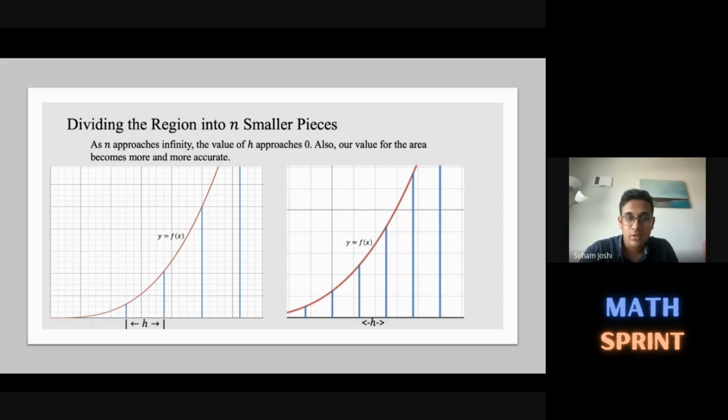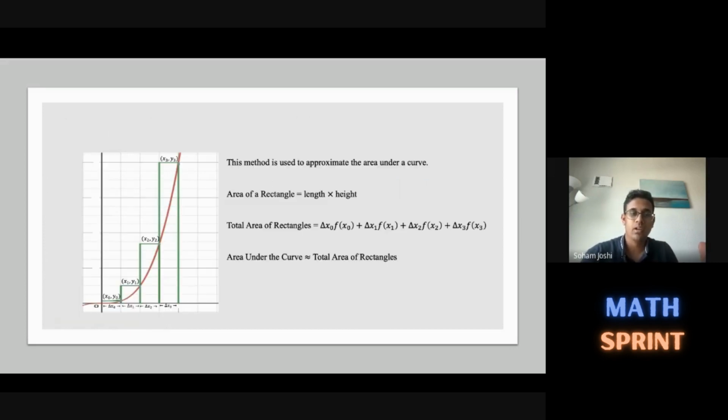Remember that. Increasing the number of pieces, the number of divisions, causes a decrease in the average width of each piece. So basically, as n approaches infinity, h gets smaller and smaller and approaches 0. There's also something more interesting. The value for the area becomes more and more accurate as the number of pieces increases and the average width of each piece decreases. You'll get to see how this works when I show you Riemann sums. We'll explore the Riemann sums to better understand the integral concept.